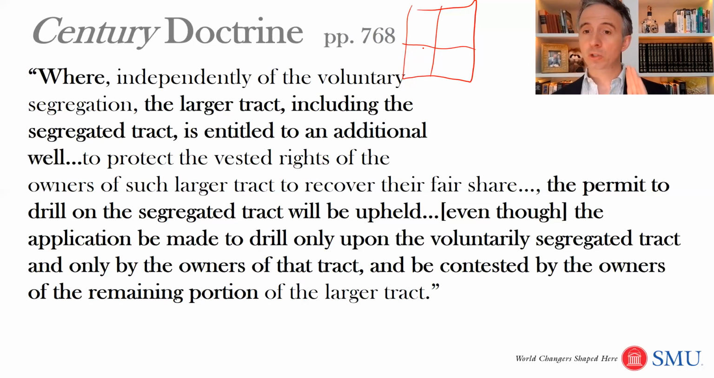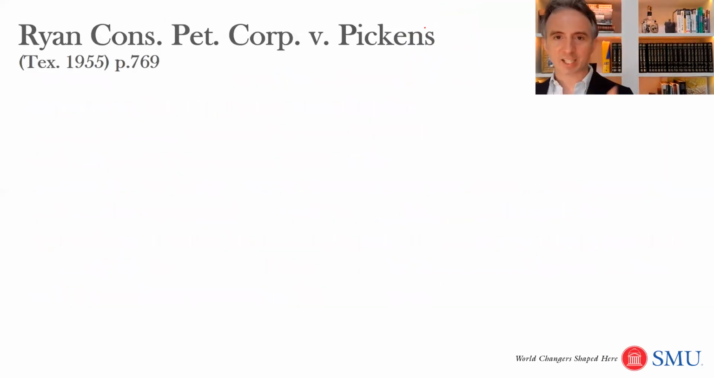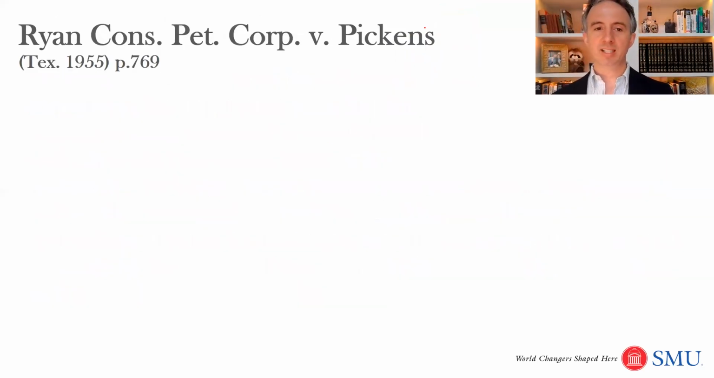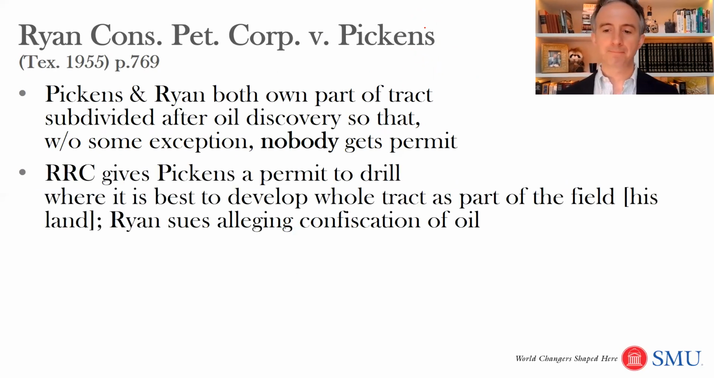So if you're the first to drill, you can go ahead and drill one, but your neighbors are not going to be able to drill. And that's actually confirmed by this case that's referenced on page 769 of your book, which is the Ryan Consolidated Petroleum Corp versus Pickens. In that case, Pickens and Ryan both own part of the tract that was subdivided after oil discovery. So because of the voluntary subdivision rule, unless somebody gets an exception, nobody's going to get a permit. The Railroad Commission gave Pickens a permit to drill where it's best to develop the whole tract.